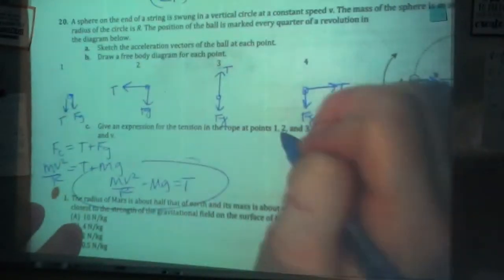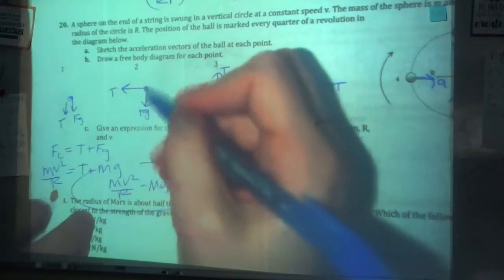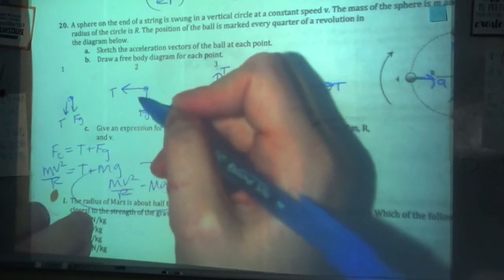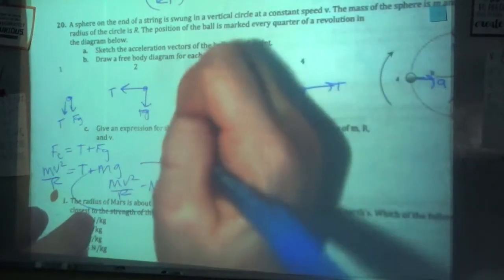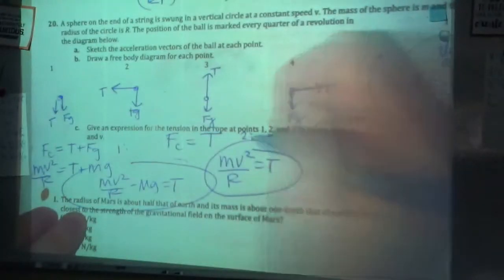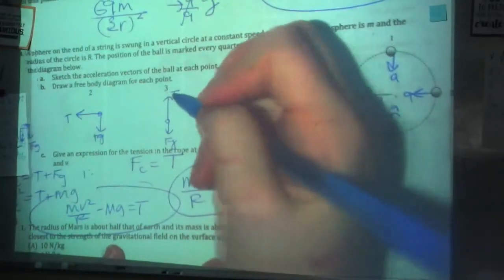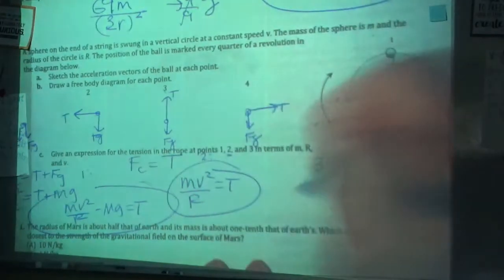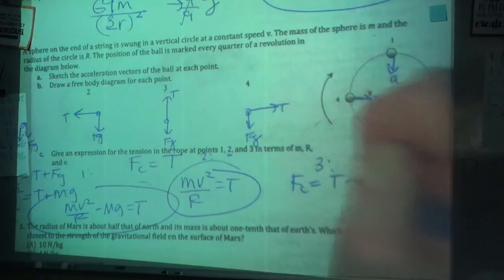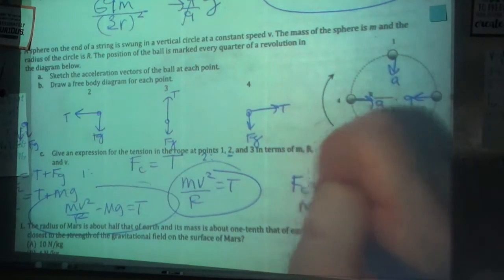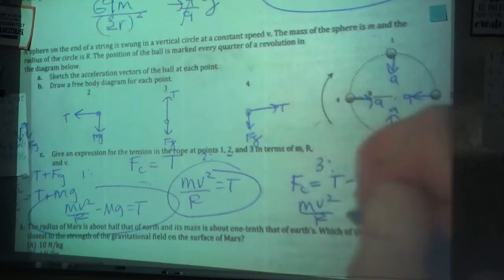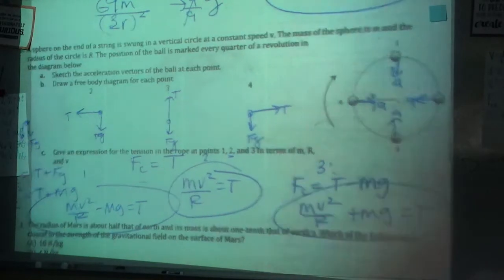At point 2, the gravity and the tension are actually perpendicular to each other, so they don't affect one another. So here my centripetal force is just my tension. So my tension is mv squared over r. And this is for 1, this is for 2. And at point 3, my net force is tension minus gravity because they're going in opposite directions. So Fc is T minus mg. So then mv squared over r, add the mg over, gives me my tension at 3.